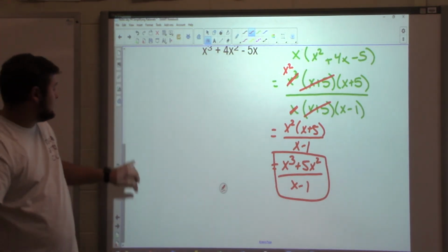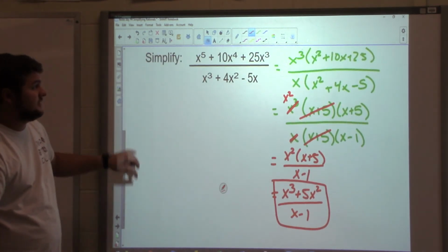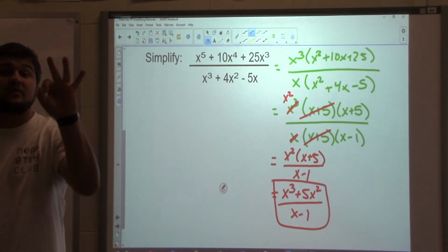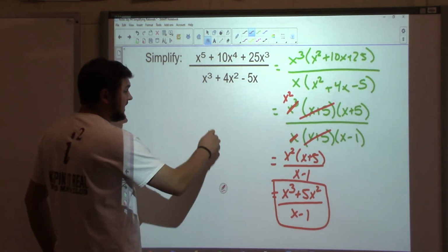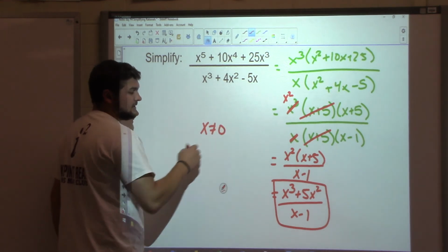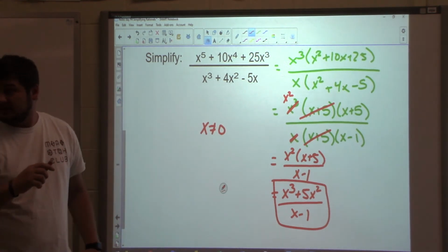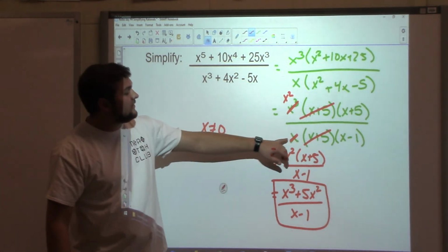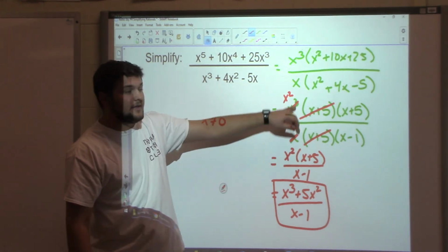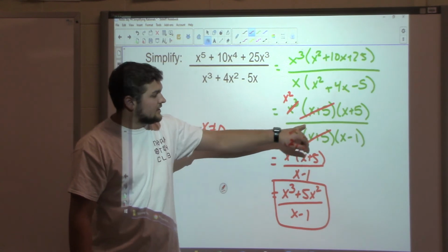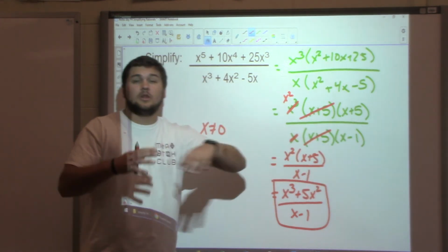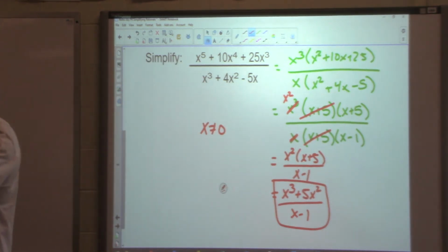Now, am I going to have any restrictions? Yes, I'm technically going to have 3 restrictions. What is one of them? X cannot equal 0. Where does that one come from? When we factored out the x at the bottom. That means x cannot equal 0. If that part equals 0, 0 times whatever will always be 0. So that's our first restriction.